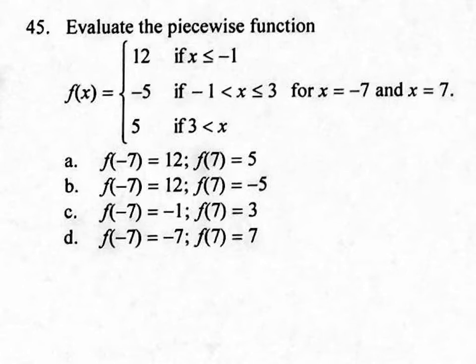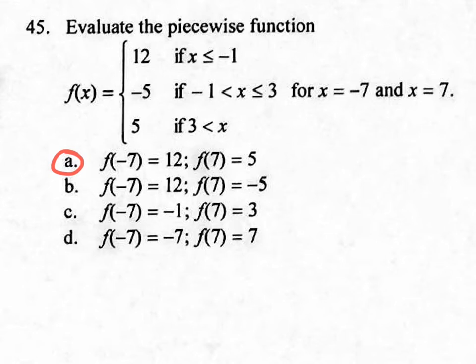If I look at the input -7, it gives me the output 12, because -7 works here, so I get 12. And if I look at the input of +7, 7 would go into here, and that would give me 5. So right off the bat, we know that the answer is A. I hope that kind of makes sense. The other ones don't work.